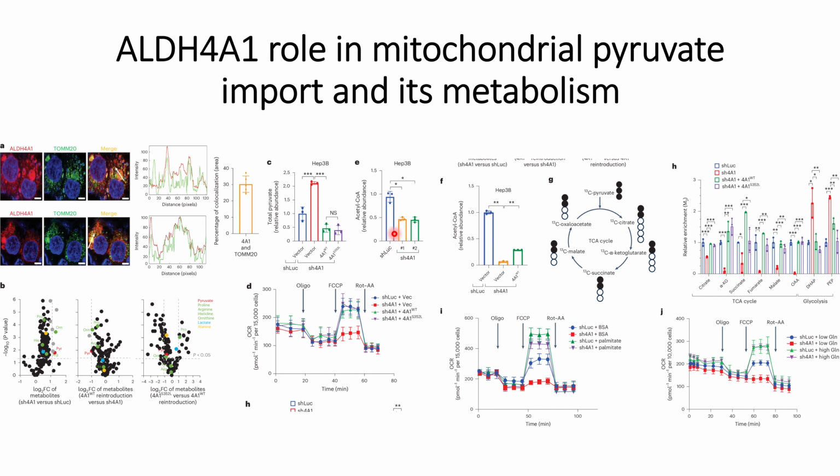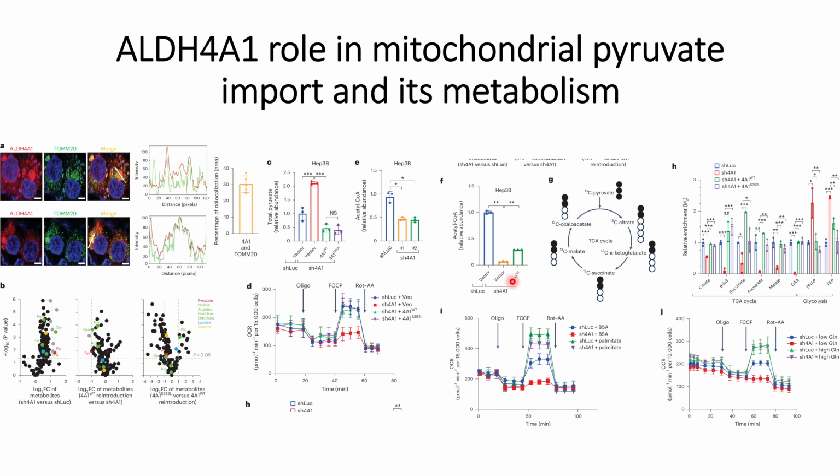The acetyl CoA signals, which are related to the TCA cycle, go down when they use the ALDH4A1 knockdown, and when they reintroduced ALDH4A1, they see some increase in the TCA cycle signals, which can be seen in panel F.